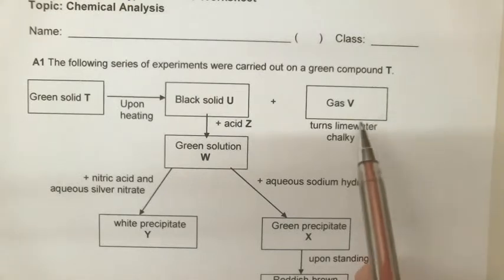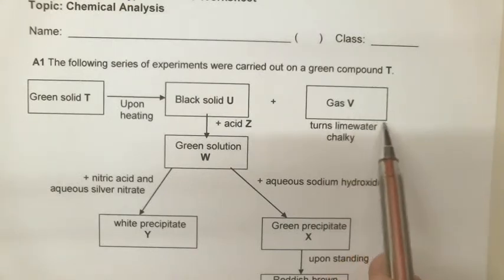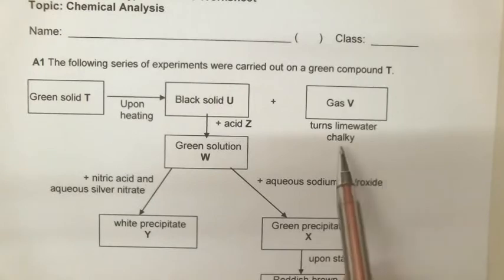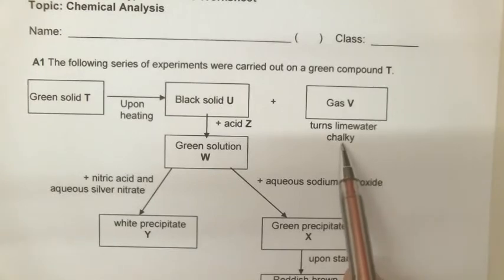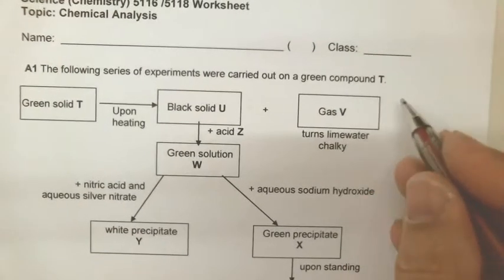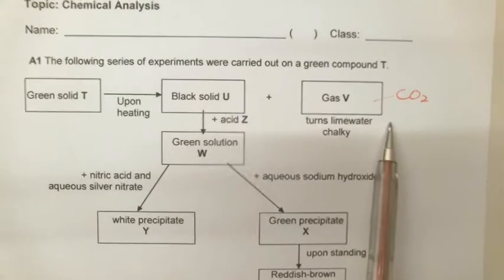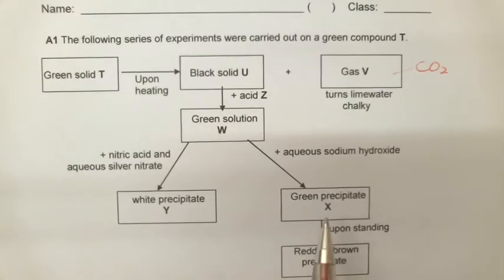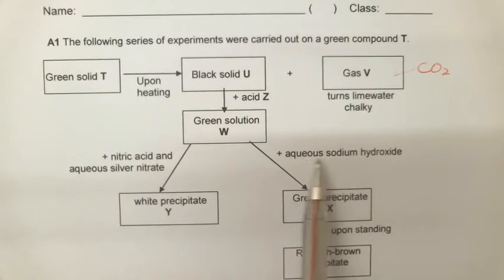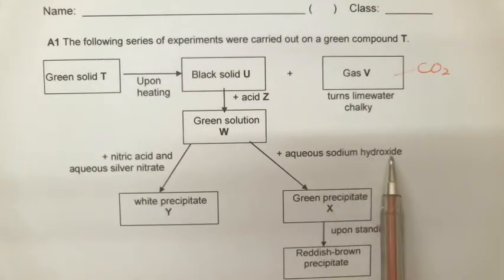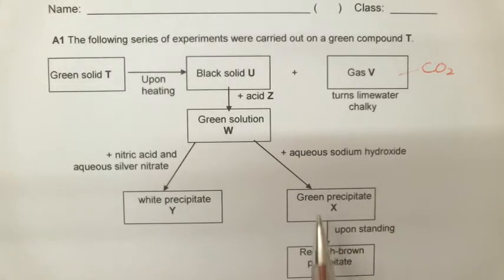Now, straight away, I will do this one first because the only gas that can turn lime water, or calcium hydroxide, milky or chalky is carbon dioxide. So straight away, I use a pencil and write carbon dioxide. This will be carbon dioxide gas. Now I look at this familiar reagent called aqueous sodium hydroxide, and I saw this green PPT.